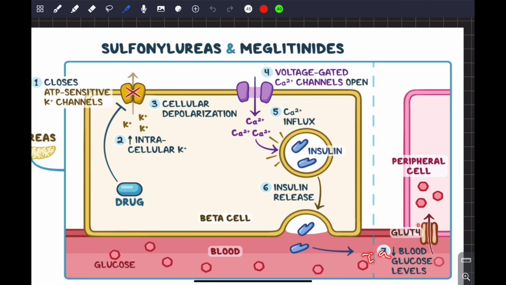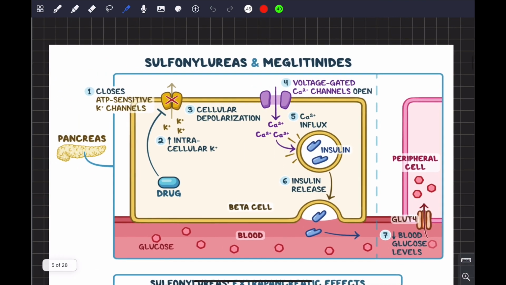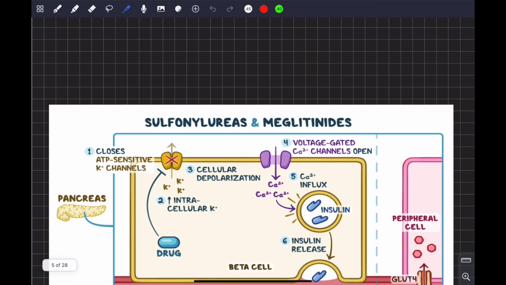So that insulin will act on GLUT4 receptors and open them in the peripheral cells, and the blood glucose level will fall because the glucose will be utilized by peripheral cells, right? So this is, in short, the mechanism of action of sulfonylureas and meglitinides. Basically they increase insulin secretion, right? For this to work, there is a requirement of 30% functional beta cells, right?